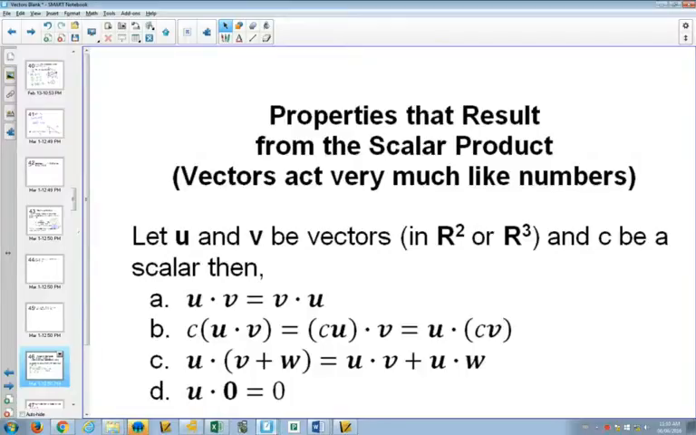And if you're multiplying by another scalar in front, you can multiply that scalar first by u, or you could multiply that scalar first by v. Both of those would result in the same thing when you do the dot product. Part C there, if you're adding 2 vectors together in the brackets, you could distribute and do the dot product with distribution as well. And finally, if you have a 0 vector, anytime you do the dot product with the 0 vector, you will get 0 as well.